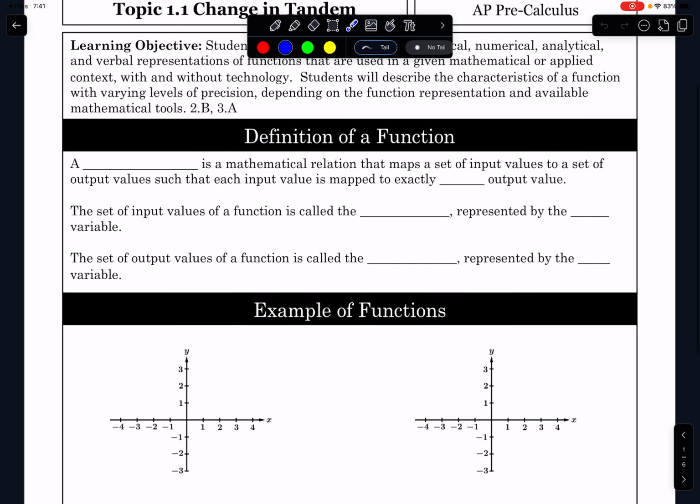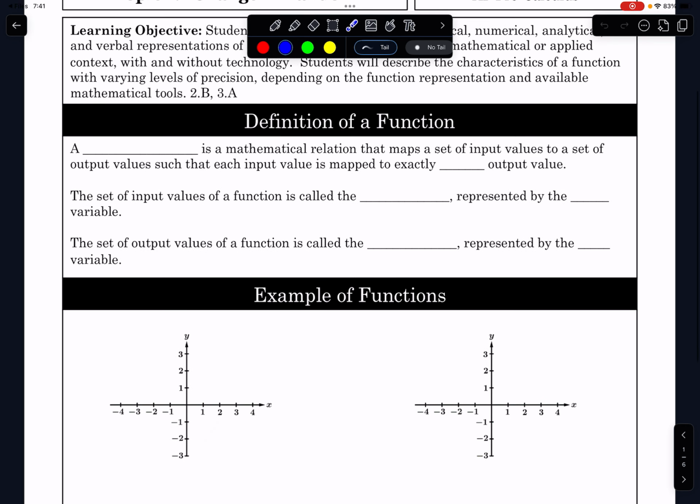Now, before we get into that, let's begin by first defining what a function is. A function is a mathematical relation that maps a set of input values to a set of output values, such that each input, and this is very important, each input value is mapped to exactly one output value. In Algebra 1, we describe this as basically saying that if we have a relationship between a set of x and y values, the x's cannot repeat.